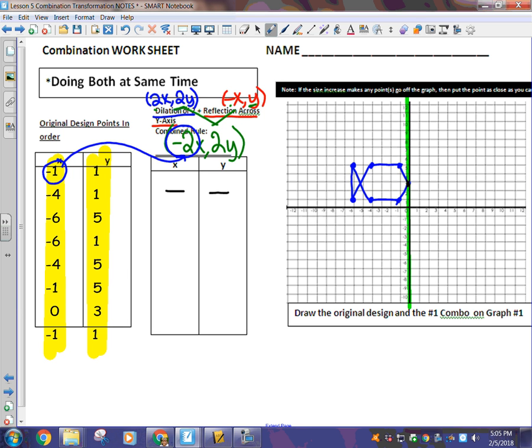So opposite and doubled of -1 is positive, and it's going to be 2. So positive 2. Every y just simply gets doubled, so it's going to be positive 2. And I'm going to do the rule for all of the x's and all of the y's. Okay, this x is going to be doubled and go opposite. So double 4 is 8, and opposite of negative is positive 8. Double 1, I get 2.